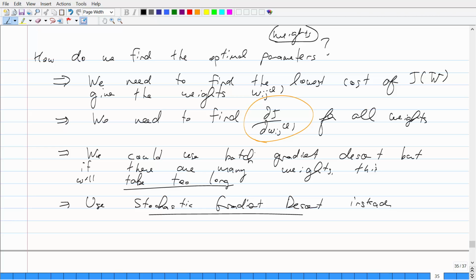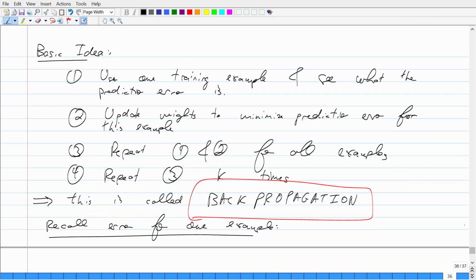It does take a little bit, but there is a very efficient way to compute stochastic gradient descent using neural networks, and there's a very popular algorithm called backpropagation. The basic idea is you take one training example, put it through the neural network using forward propagation, and figure out what the prediction error is. Using that error, you figure out the right updates for all the weights in order to minimize that particular error for that particular training example. Then you repeat this for the rest of your training examples in your data set.